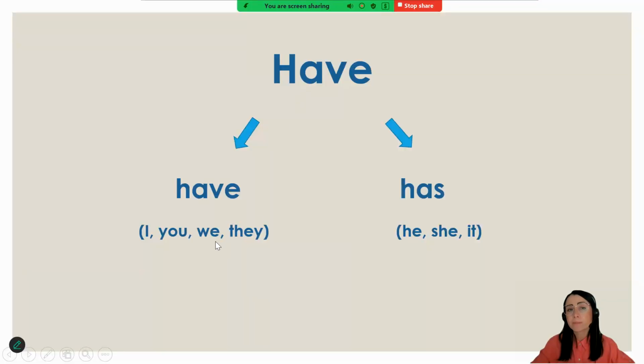There are two forms of the verb: have and has. If I speak about myself, I use this form, have. I have glasses. The same if I speak about you. You have glasses. We have glasses. They have glasses. But for he, she, and it, we will use has. He has a house. She has long hair. It has a cat. It has many pages, if we speak about a book, for example.